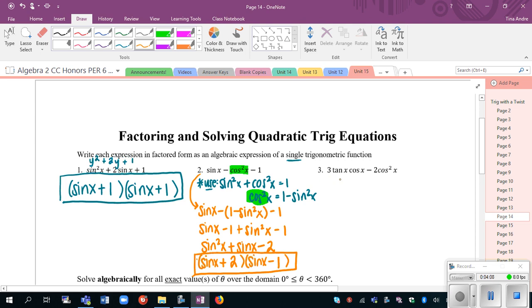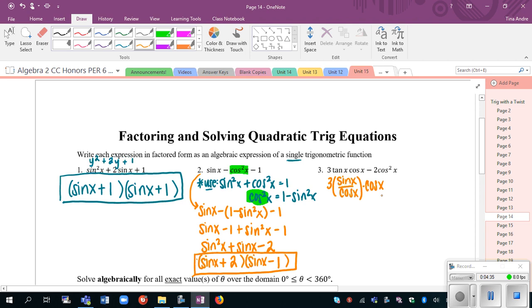So number 3, again, I see a tan, a cosine, and a cosine squared. Right away, I'm thinking, how can I rewrite this so that I have all of the same trig functions? First of all, with tangent, I think about that as sine over cosine. That's how it's going to relate to cosine. So let's replace that. We have sine x over cosine x times cosine x.